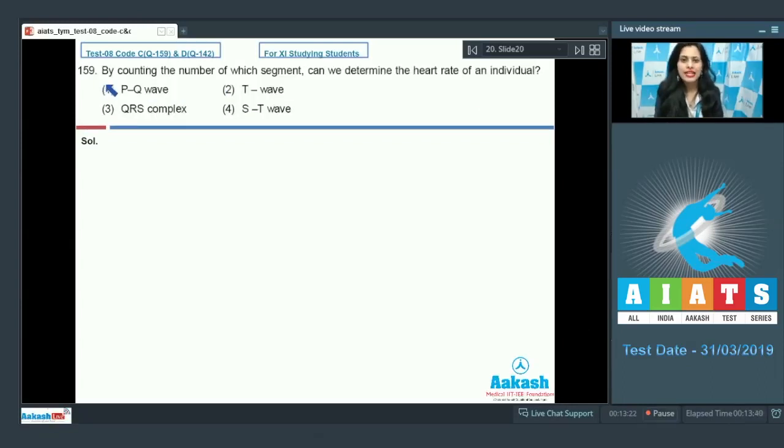Question number 159. By counting the number of which segment can we determine the heart rate of an individual? And the options are PQ wave, T wave, QRS complex and ST wave. The correct answer to this question is option number 3, QRS complex. This is a direct NCERT based question, and we know that by counting the number of QRS complexes we can determine the heart rate of an individual.